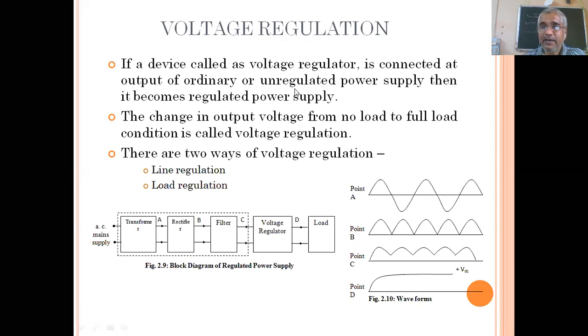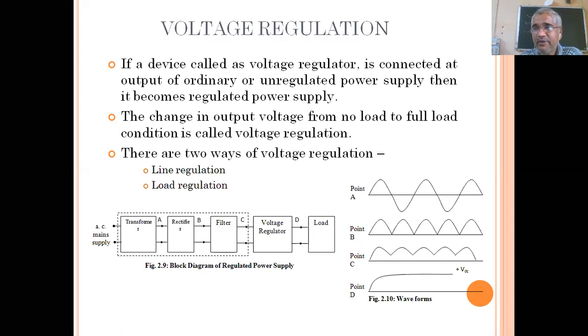So for any appliances which we run in our houses, the power supply must provide a constant output voltage. The voltage of the power supply should not change with change in line voltage or change in the load current. And if such is the power supply, then that power supply is a good power supply.